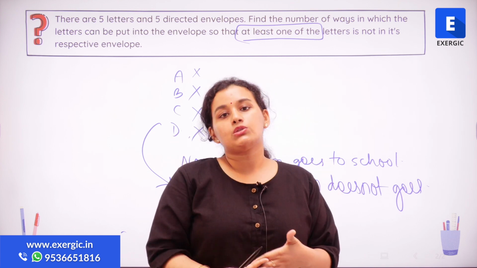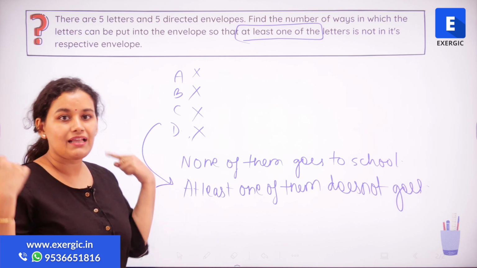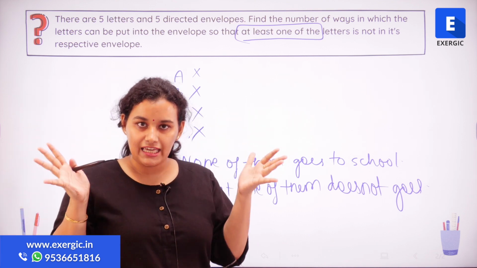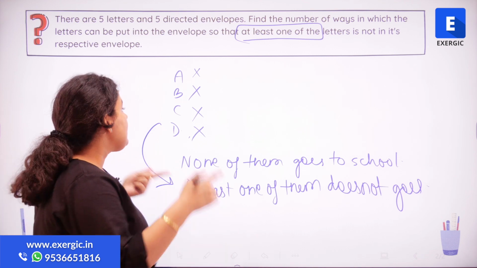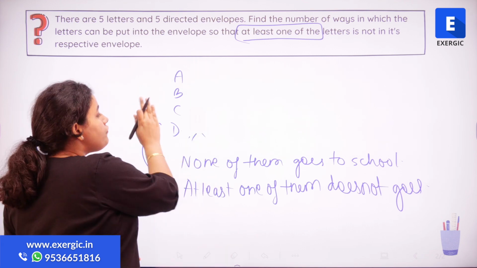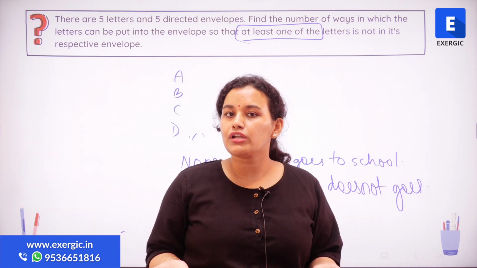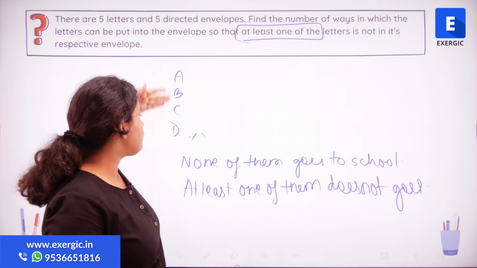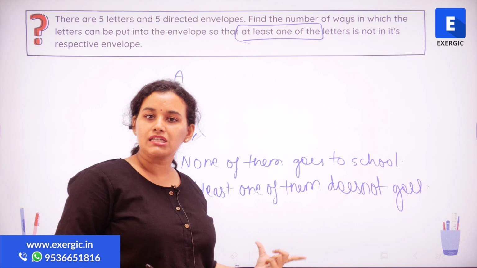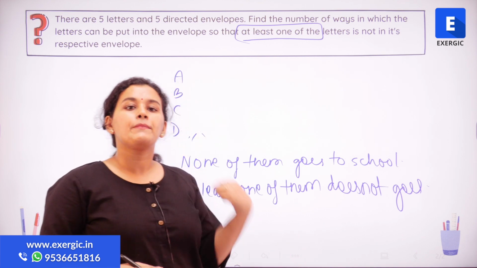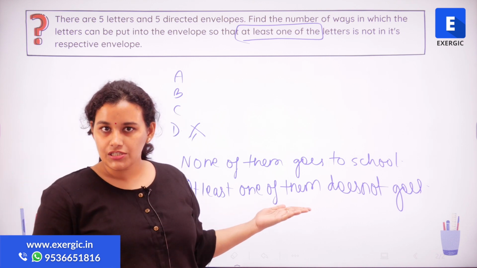So which is the scenario which is not included in this at least one? That's what you have to think. Which is the case which is not included in this at least one? The scenario in which all 4 of them are going to school. That is not included in at least one. If all 4 of them are going to school, then that is not a part of this at least one not going to school, because the minute one of them does not go, it becomes a part of this at least one, right?